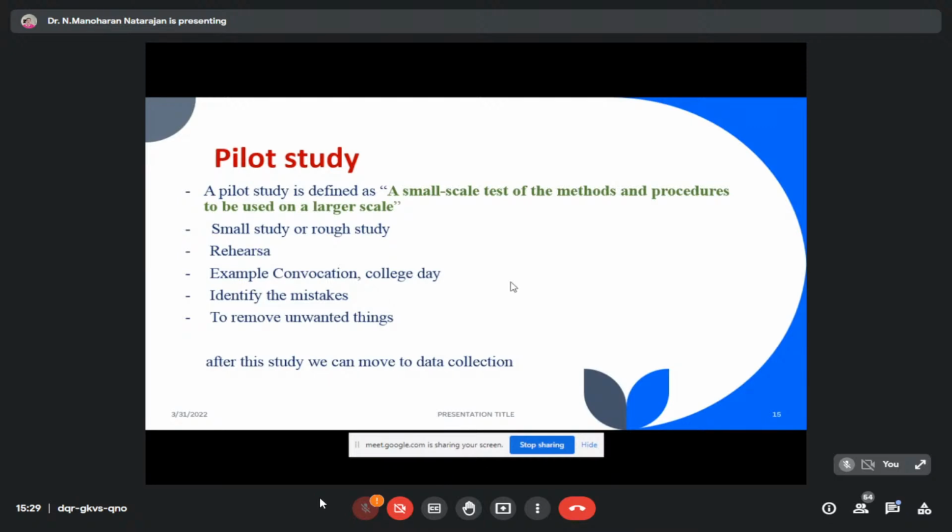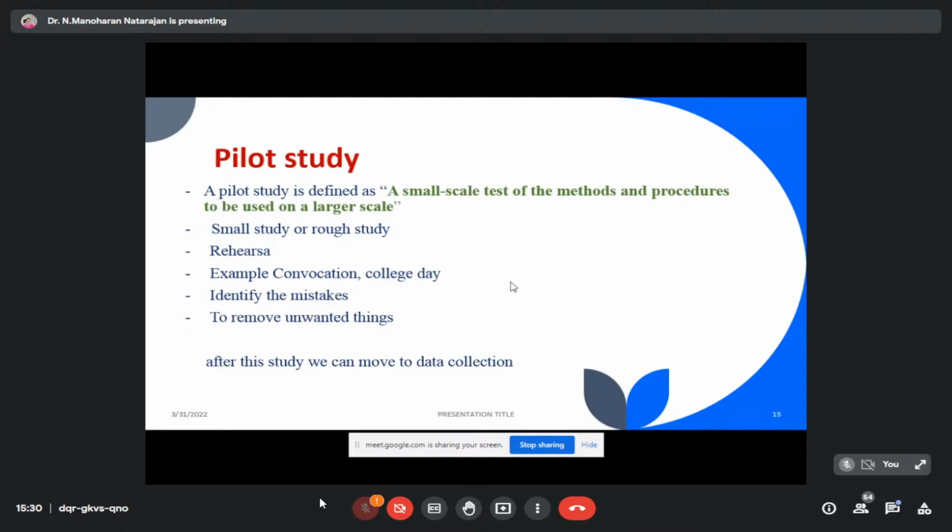It is like a rehearsal. For example, when we are conducting a convocation in our college, we used to do it the previous day or the day before yesterday. Everyone has to assemble and do the same thing that is to be done on the convocation day. If no mistakes are made and everything is fine, there is no need for another rehearsal. We will go with that.